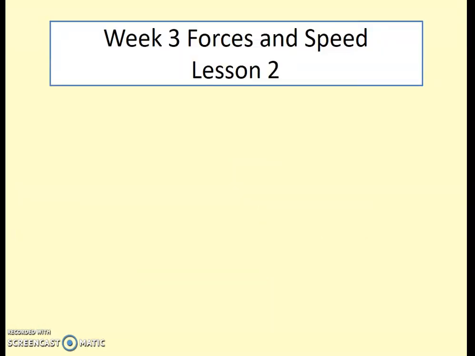So that is the first lesson of the forces. So it is week 3, but it's the first lesson of the forces topic. Now it is a little bit of a shorter one, but it's just the basic parts of forces and whether you can remember them. Next lesson is going to be more on the speed side of this.